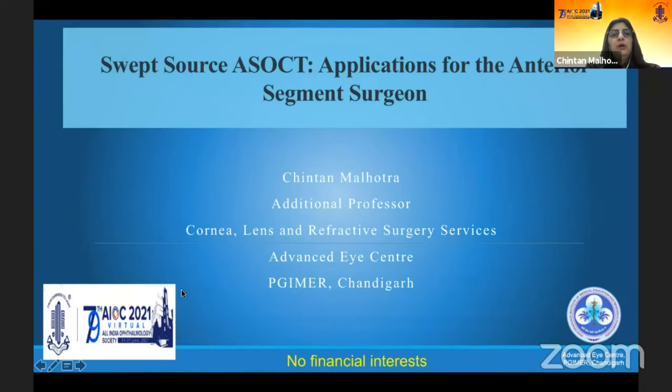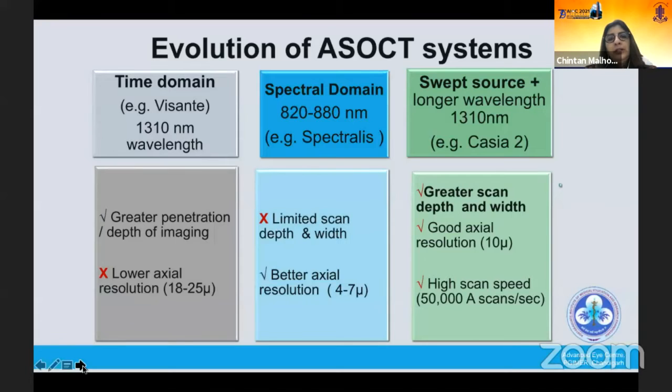So I'll be talking about swept source OCT, and its applications for the anterior segment surgeon. The ASOCT systems have evolved over time, from the time domain, which had greater penetration and depth of imaging but a much lower axial resolution. Then we went on to the spectral domain, where a shorter wavelength is used. It had a limited scan depth and width, but a better axial resolution of close to 4 to 7 microns. For example, the Spectralis by Heidelberg, no financial interest.